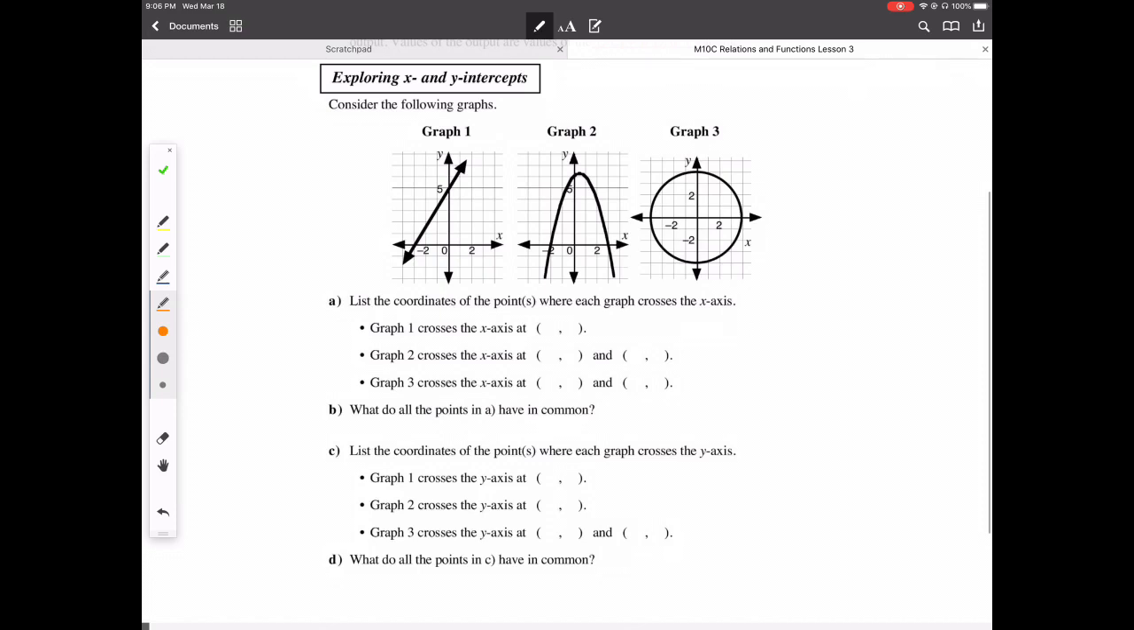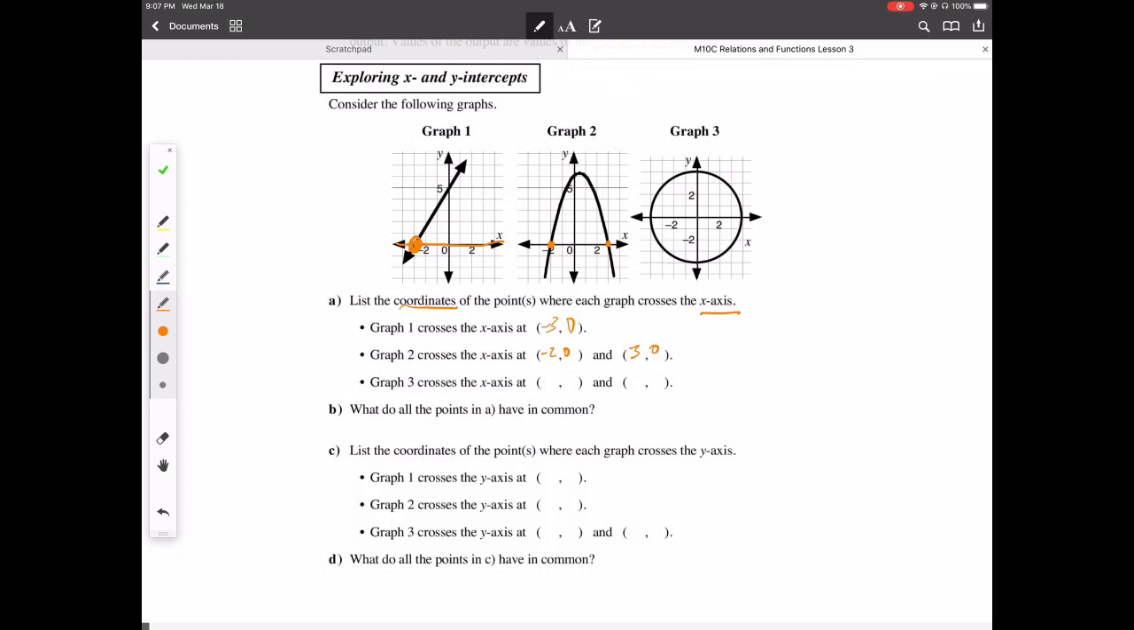So, when we're taking a look at the x and the y intercepts, for all these cases, we can see if we're listing the points or coordinates where each crosses the x-axis, that's crossing the horizontal axis here. I can state this function crosses right at this point, which happens to be at -3 and 0. For the second one, it actually crosses twice, once here and once over here. The first one is at -2 and 0, and the second one is at +3 and 0.